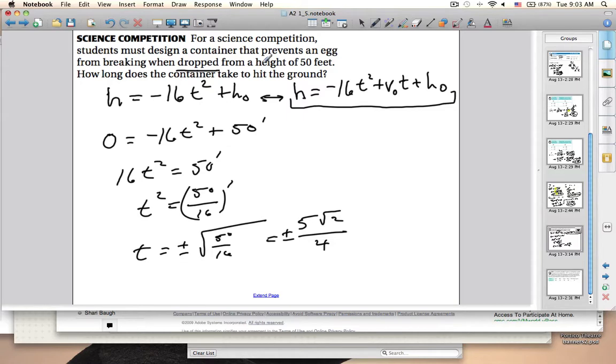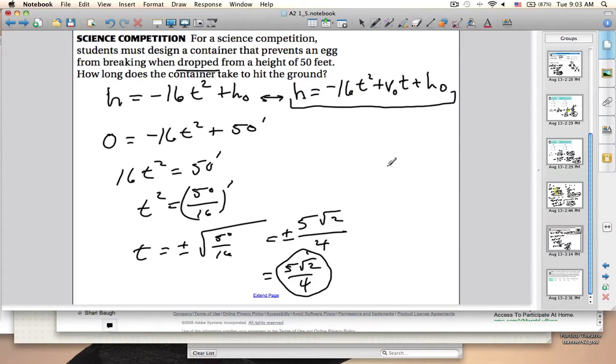Is it possible for me to drop an egg from the top of a building and have it land in the past, right? That's what negative time would be. It would land before I dropped it. We know that's not possible, so the answer is 5 root 2 divided by 4. That's the correct answer, okay? Not negative 5 root 2 divided by 4. So even though I found this accurately, it's not accurate.